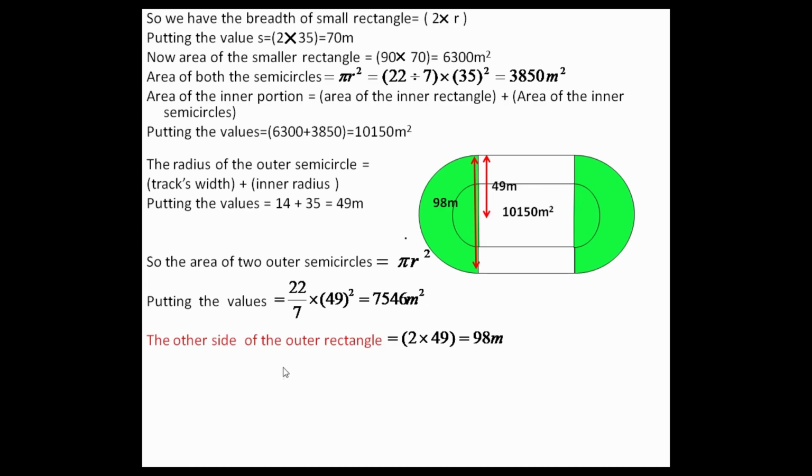Why haven't I declared length or breadth? Because we don't know whether the value will be larger than 90 meter or smaller than 90 meter. So I haven't declared. After the value came, which is 98 meter, I knew that this is larger than 90 meter, so I can declare this 98 meter as the length of this rectangle. Now we can say that this 98 meter is the length of this outer rectangle. That's why I have written here the other side.